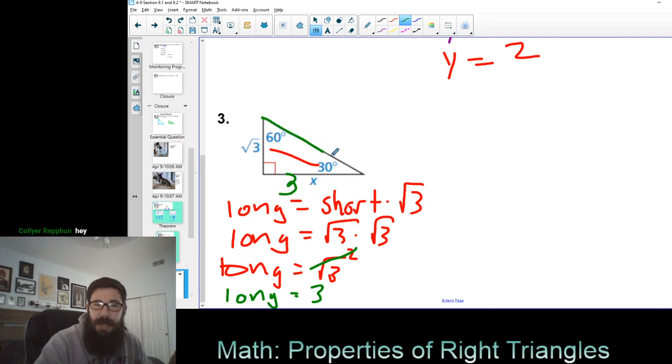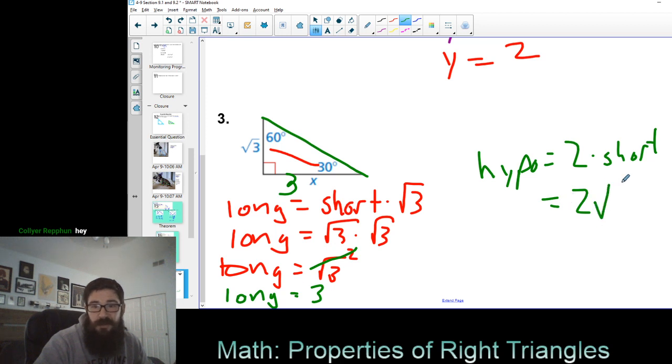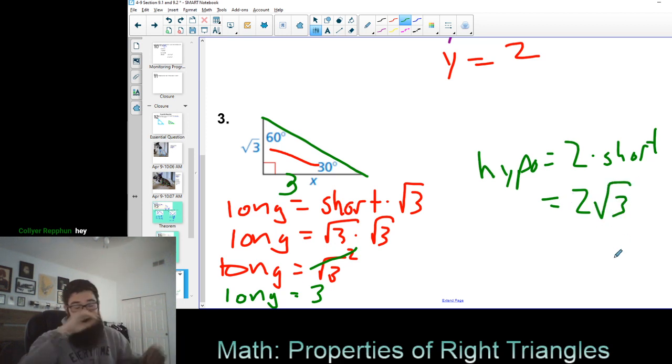It's not asking for the hypotenuse, but if we wanted to do that, hypotenuse is always 2 times the short leg. We're already given the short leg, so I would just write 2 times the square root of 3. You can't clean it up. 2 square root 3 is your number. That's it. You're done.